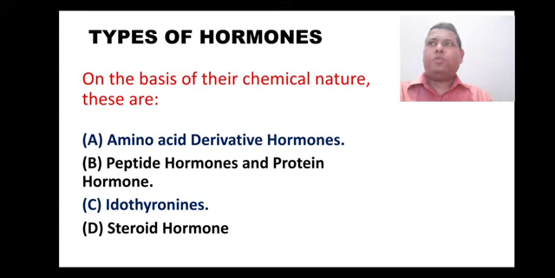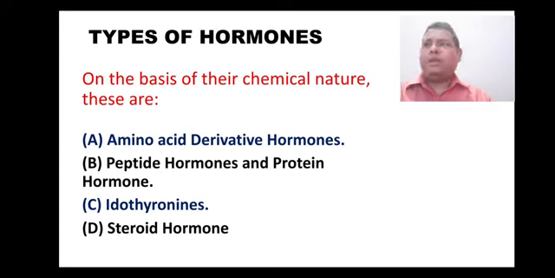Point number 2, peptide hormones and protein hormones. Examples of peptide hormones are the hypothalamic hormones, for example antidiuretic hormone, ADH. Protein hormones include insulin, glucagon, and pituitary hormones, for example growth hormone, thyroid stimulating hormone, and thyrocalcitonin, and parathyroid hormone.